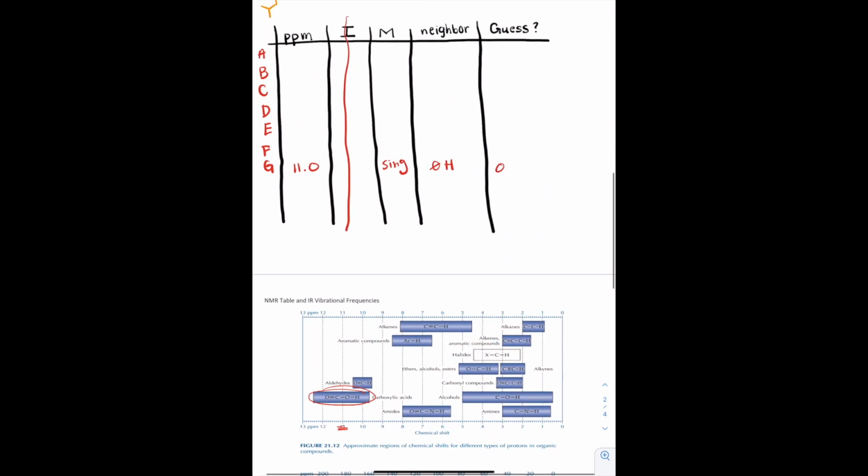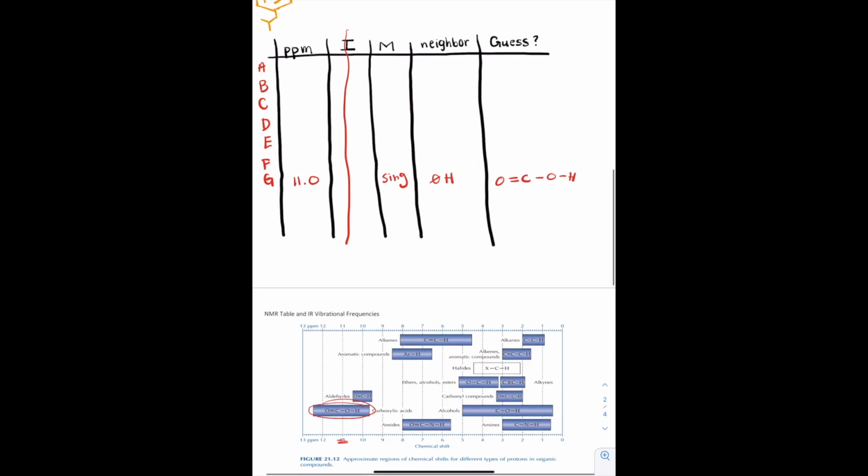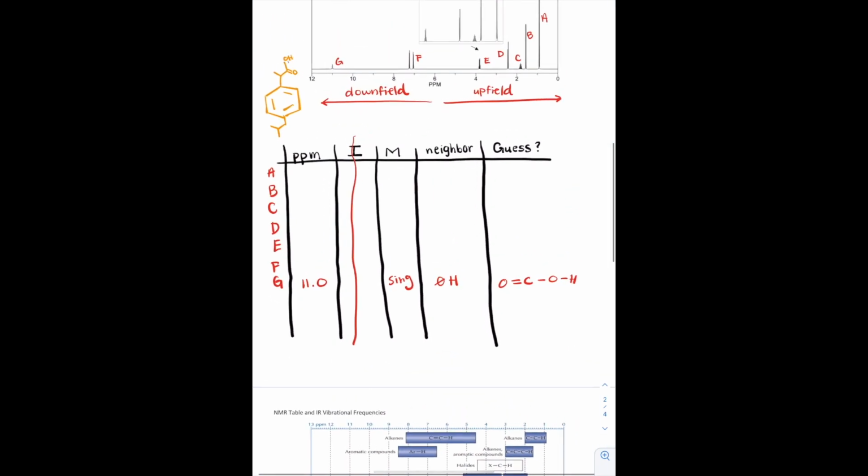So for that, we're going to guess an O double bonded to carbon, and an alcohol. So a carboxylic acid, and if you look at the structure of ibuprofen, right here, you've got a carboxylic acid. So that all works out fine and dandy.